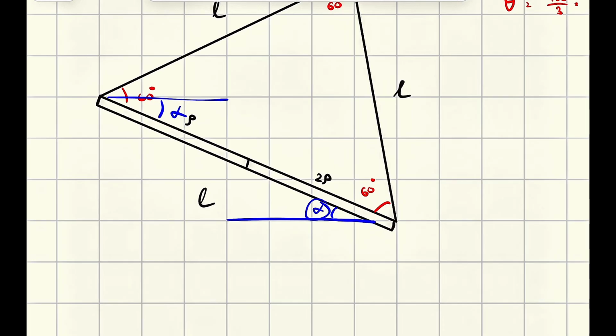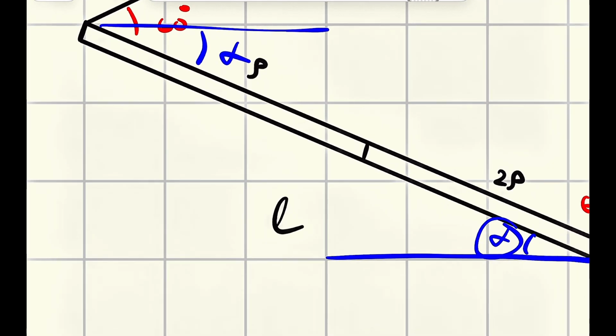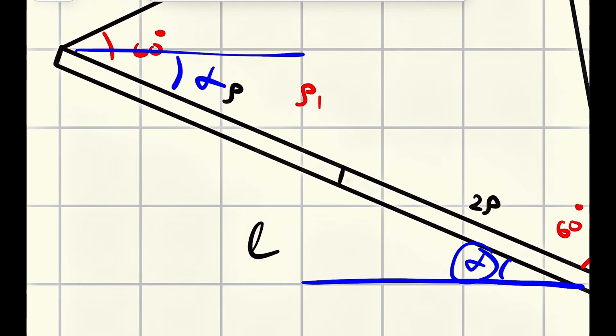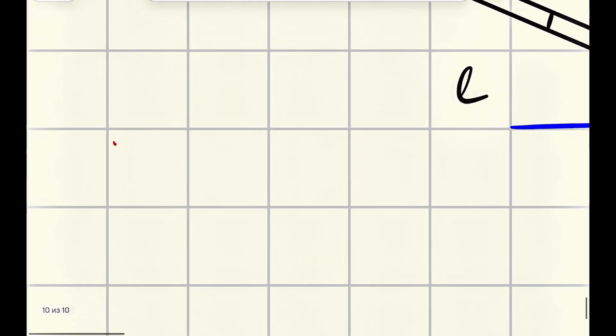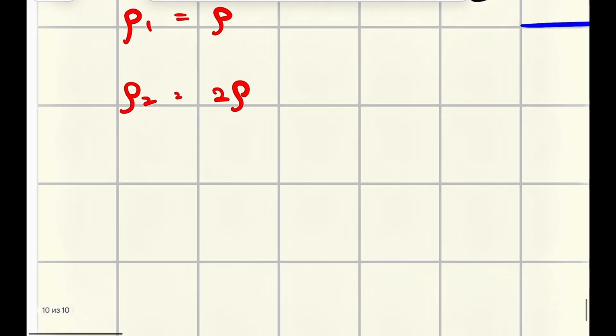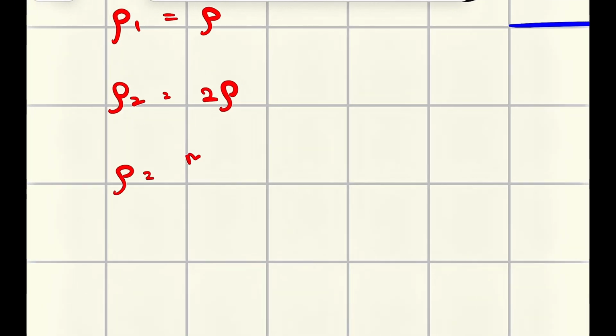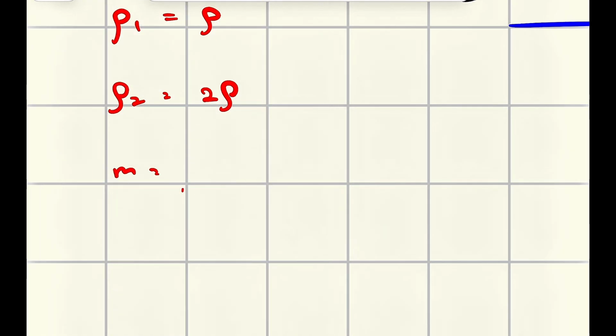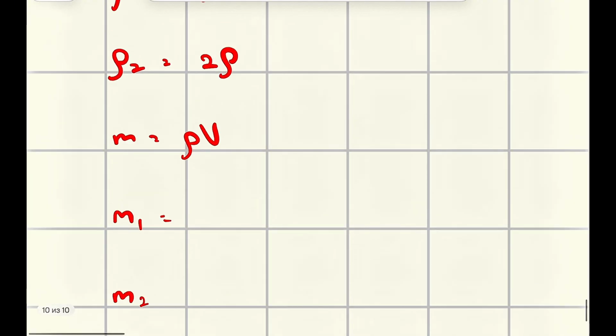Another important thing to note is that this is the rho of object 1 and this is the rho of object 2. Let me write them as density of object 1 and density of object 2. Density of object 1 is just rho, density of object 2 is double rho. What about the masses? Well, we know that rho has a formula as m divided by V. If I move V there, it's got to be mass equals rho multiplied by volume, right? And if I want to find the mass of object number 1 and mass of object number 2, for mass 1 it will be rho 1 times volume 1. This would be density of 2 times volume 2.